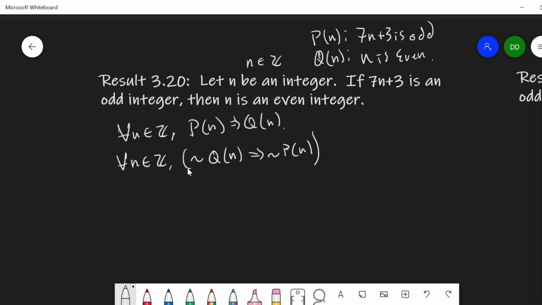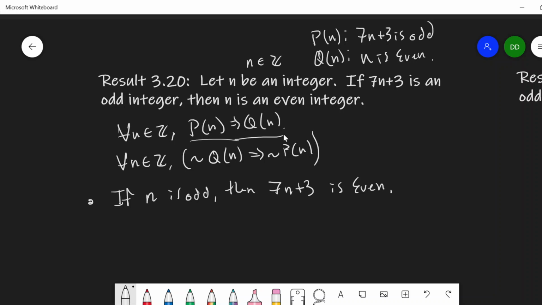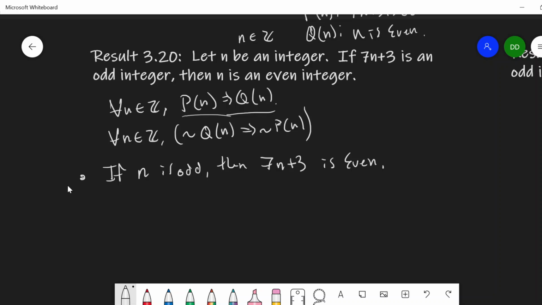So restating this in words now, the contrapositive would be: if n is not even, that would mean n is odd. So if n is odd, then 7n plus 3 is not odd, it's even. Then 7n plus 3 is even. So this is the result that we're actually going to prove, and because this is the contrapositive of the original statement, we're proving the original result here. So let's actually prove this.